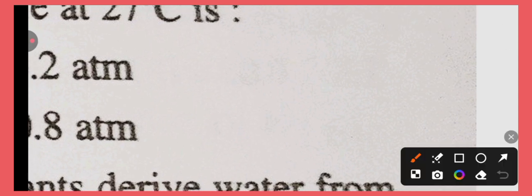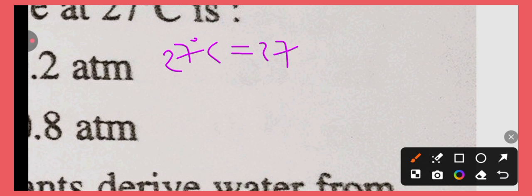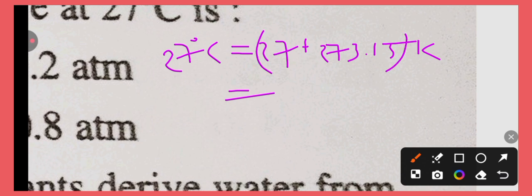In first step, we need to convert the 27 degrees Celsius into Kelvin. 27 degrees Celsius equals 27 plus 273.15 Kelvin. That is 300.15 Kelvin.